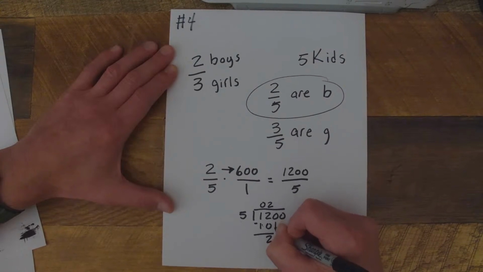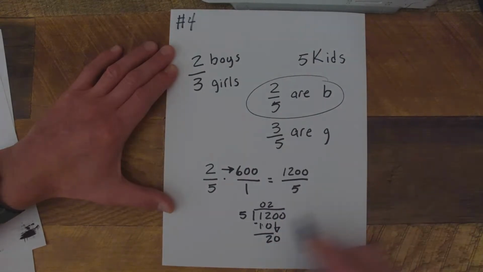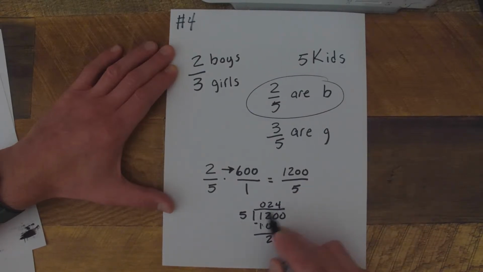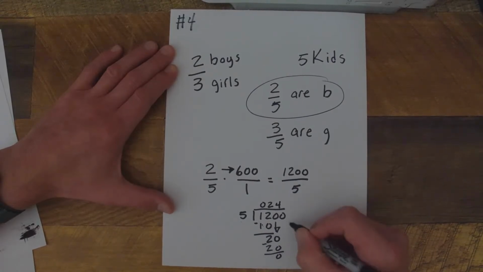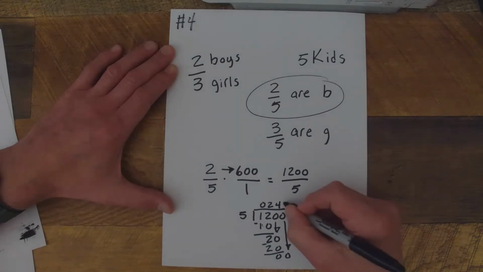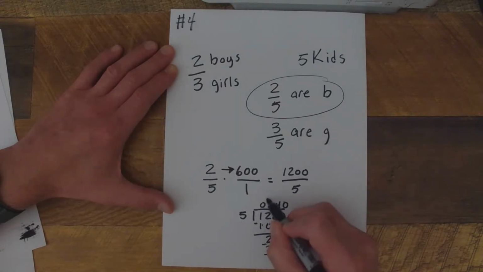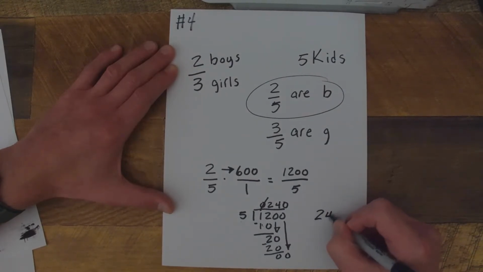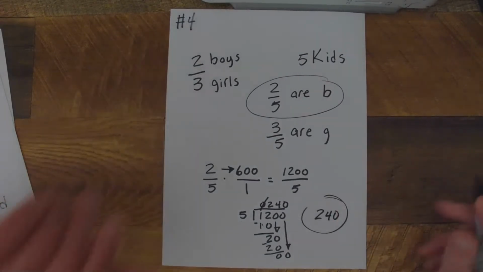Bring down any remaining number. Now, 5 goes into 20 4 times. 4 times 5 is 20. Bring down any remaining number. And 5 does not go into 0. Now, this 0 here is not necessary. There are 240 boys in the school.